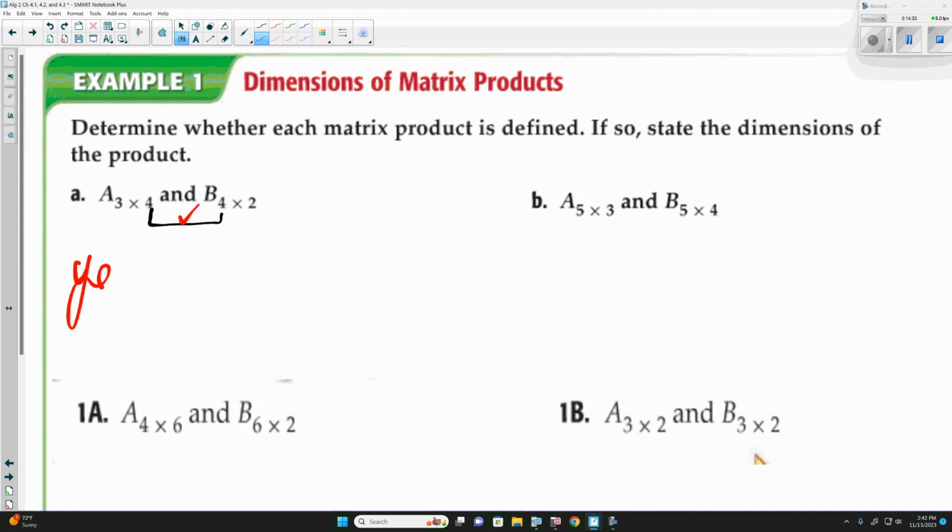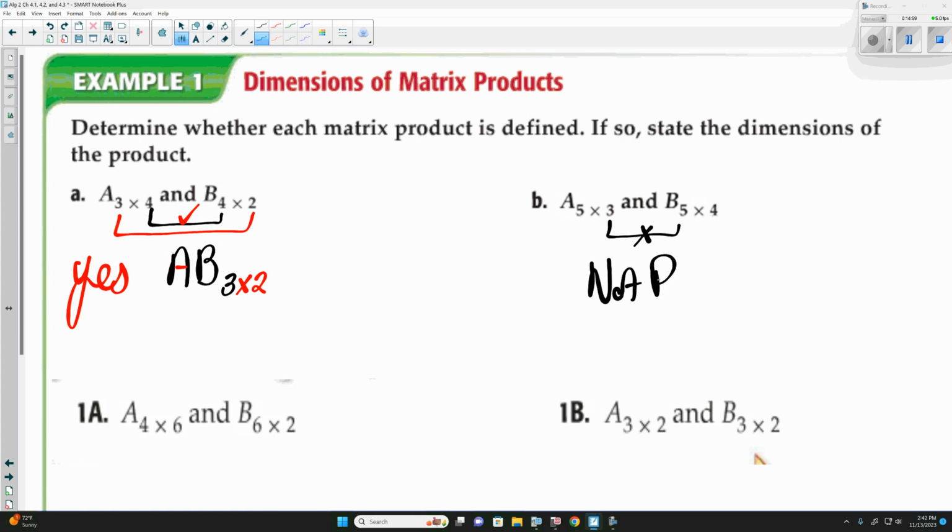So yes, we can multiply these together. A times B's new dimensions would be rows of the first by columns of the second, so it'd be 3 by 2. That's it. How about B? Columns of the first does not match the rows of the second, so not possible.